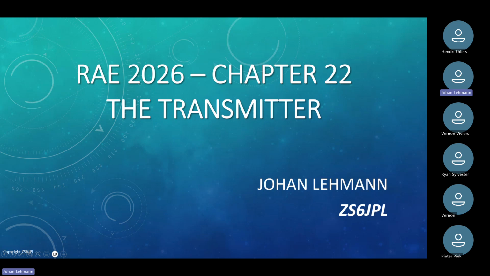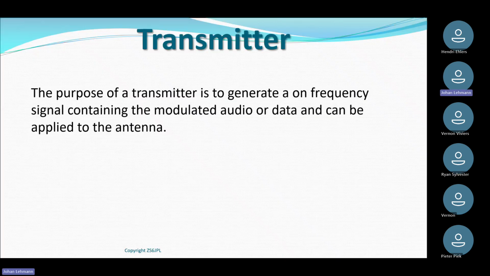Chapter 22, transmitters. That's the fun part. Okay. The purpose of a transmitter is to generate an on-frequency signal containing the modulated audio or data that can be applied to the antenna. So we've looked at modulation. So I've created my modulated signal, I've amplified it, and I've put it onto the antenna for transmission to the world. It's exactly what a transmitter is supposed to do.